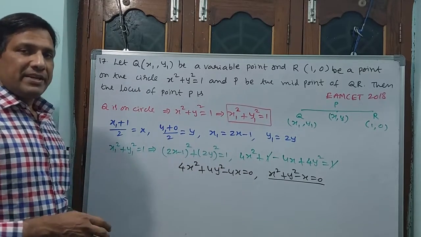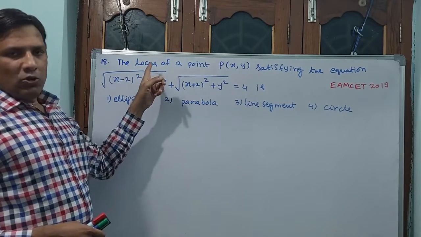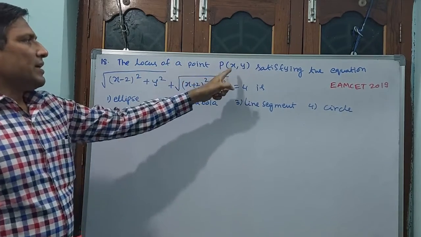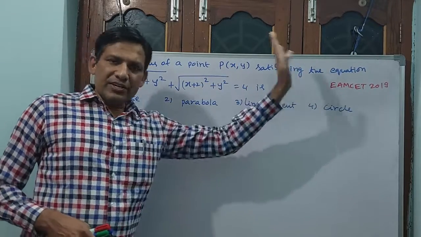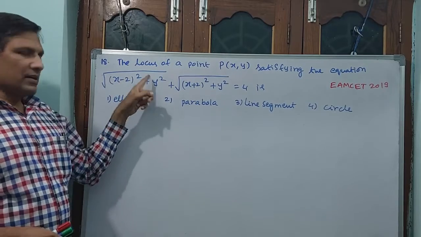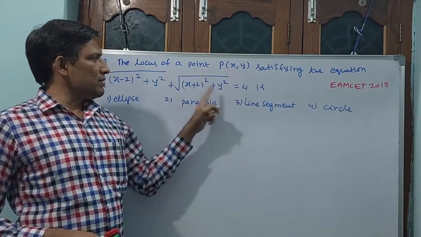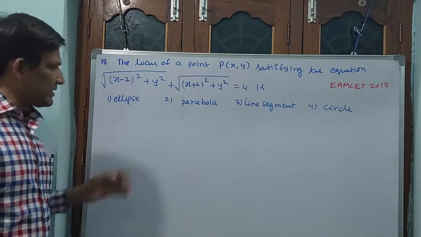Take this, we will go for the 18th question. See, question number 18. The locus of a point P(x, y) satisfying the equation square root of (x minus 2) whole square plus y square, plus square root of (x plus 2) whole square plus y square, is equal to 4, is what? What is that locus?